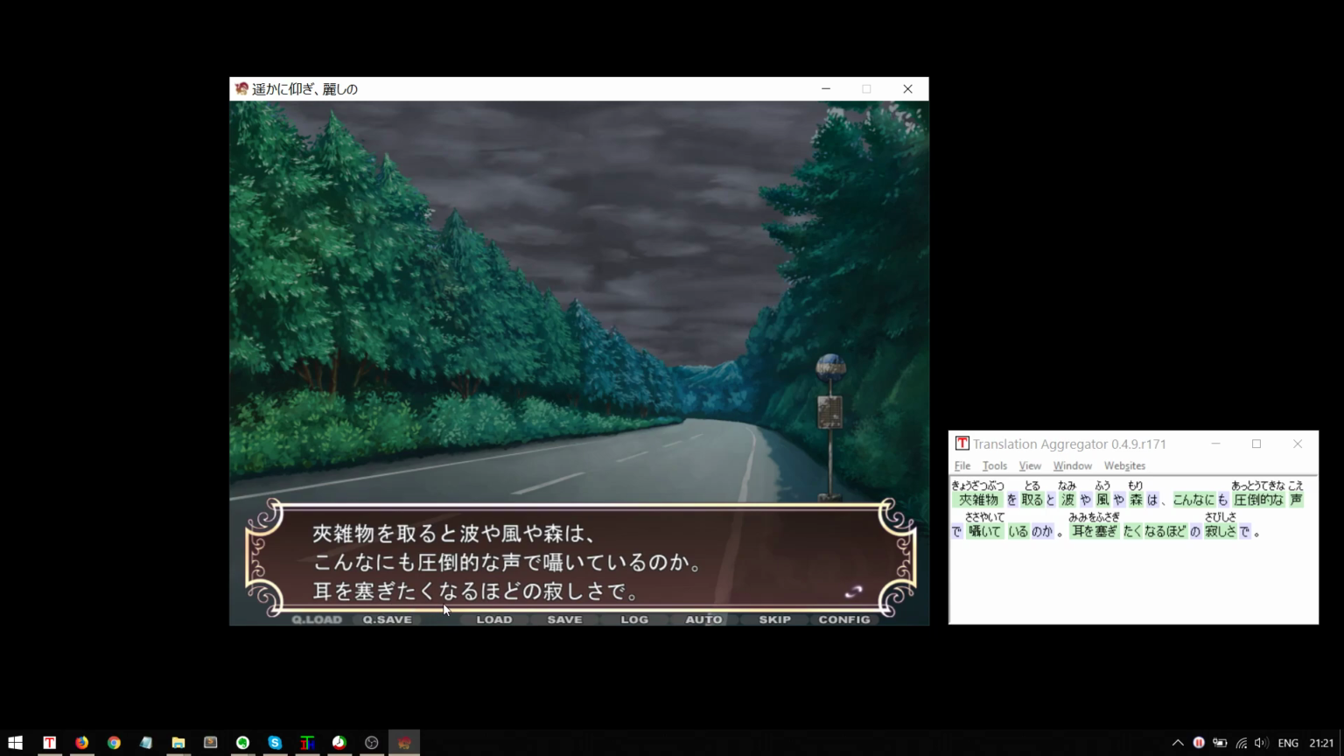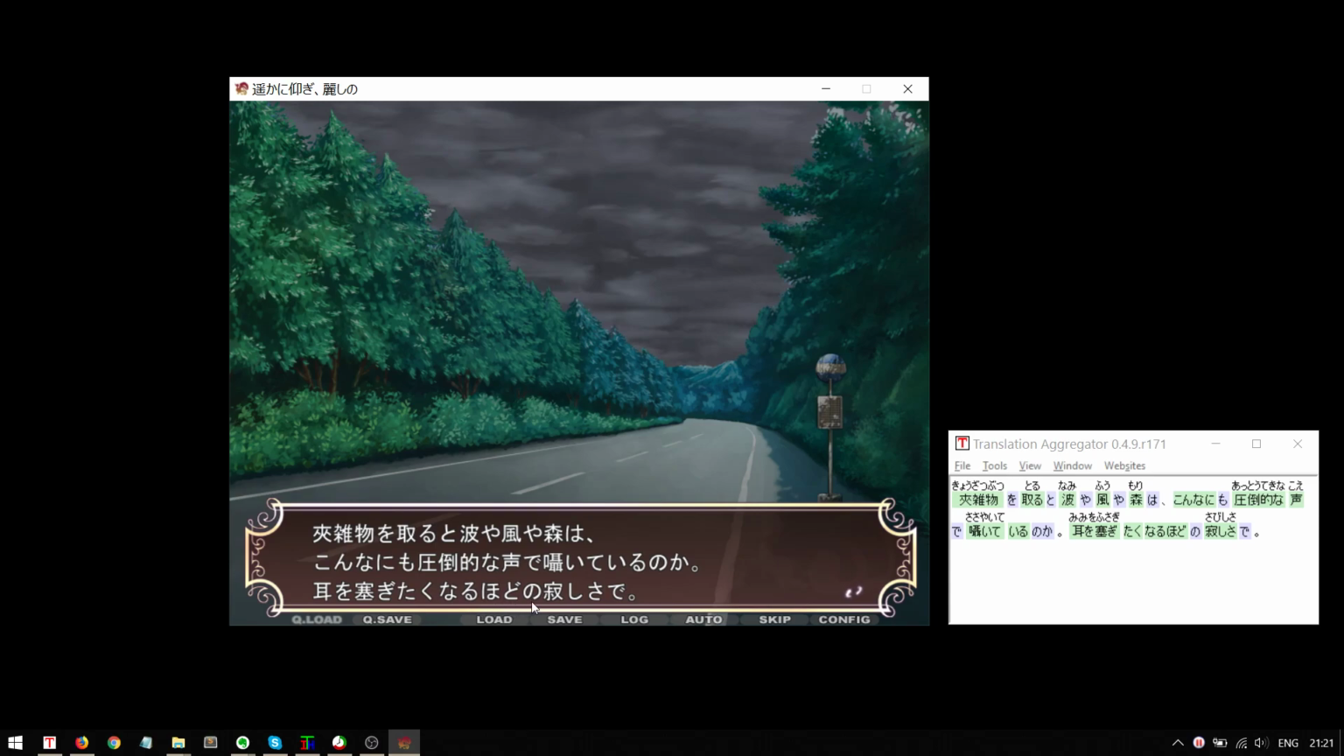耳を塞ぎたくなるほどの静かで. This is a sentence fragment. So, 耳を塞ぐ is to cover one's ears. 塞ぐ with the verb stem, 塞ぎたく. So, verb stem plus tai is to want to. So, to want to cover one's ears. And たくなる, something くなる means to become like that. So to become so that you want to cover your ears.